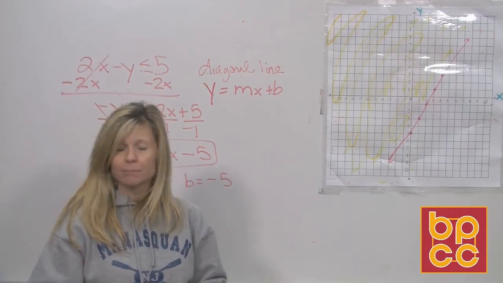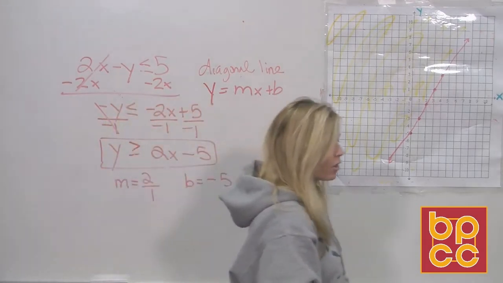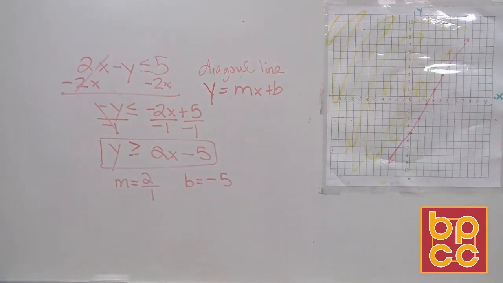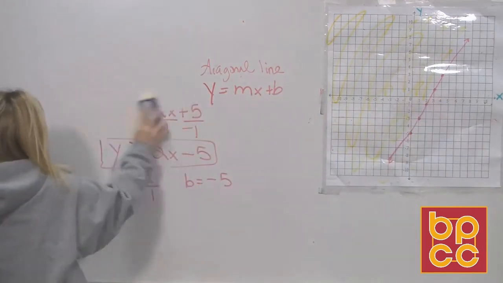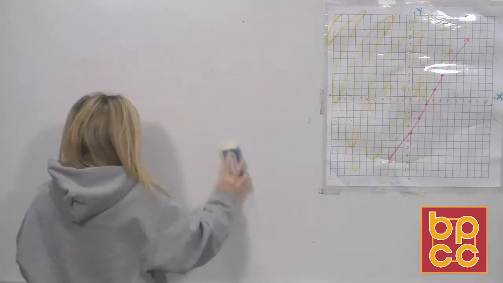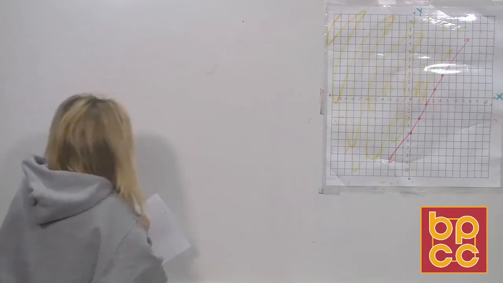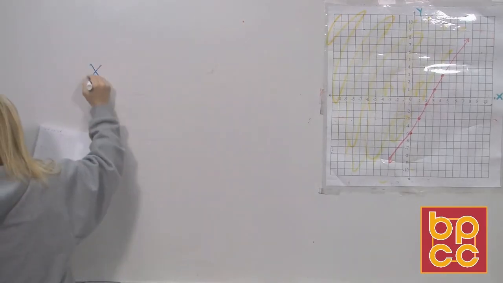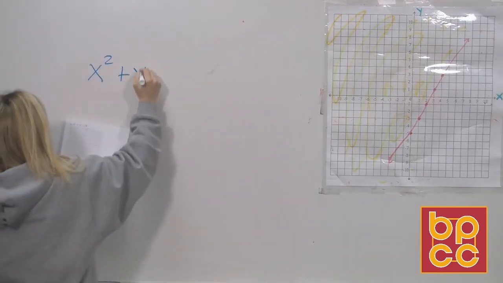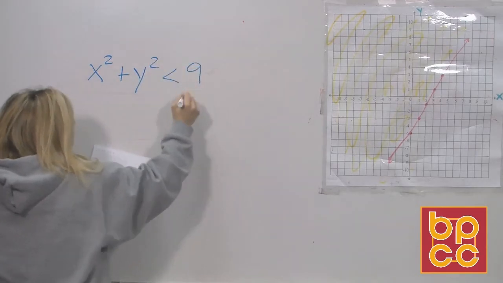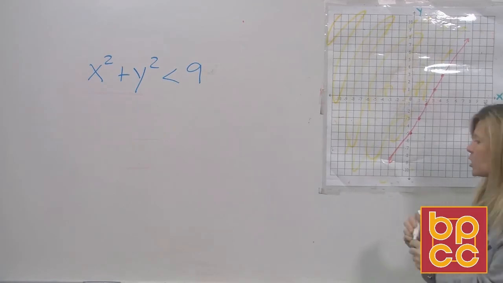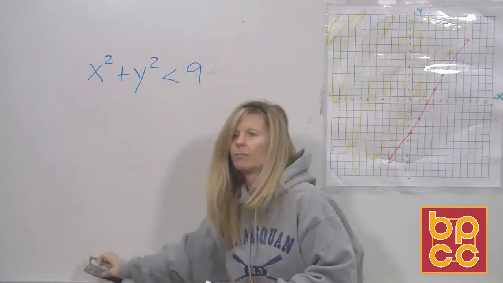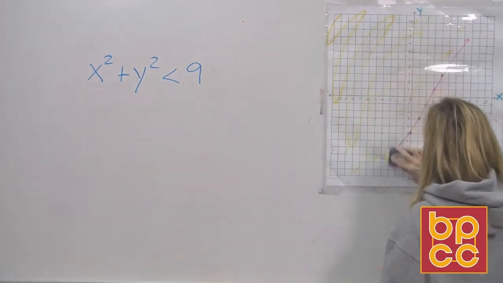Everybody's okay? Good. Let's go to the fourth inequality. All right, let's step it up a notch. So everybody, let's get our fourth inequality. All right, I hope you're having as much fun as I am. I love graphing and reviewing. So that is our fourth inequality. It says x squared plus y squared is less than 9. So let's go through the steps again.